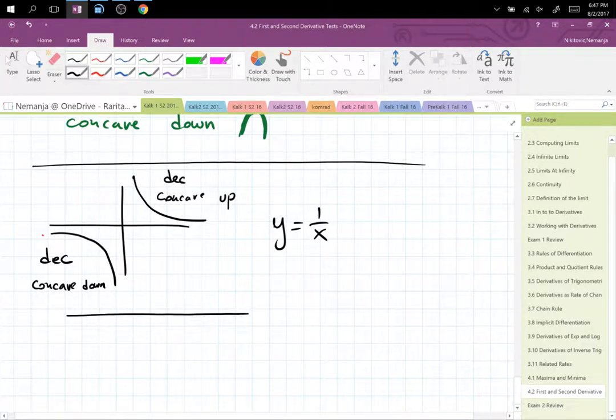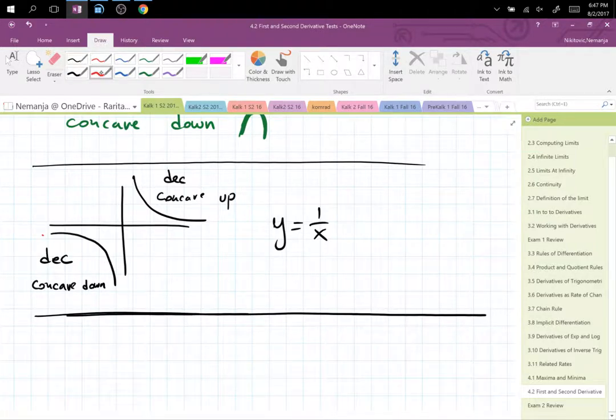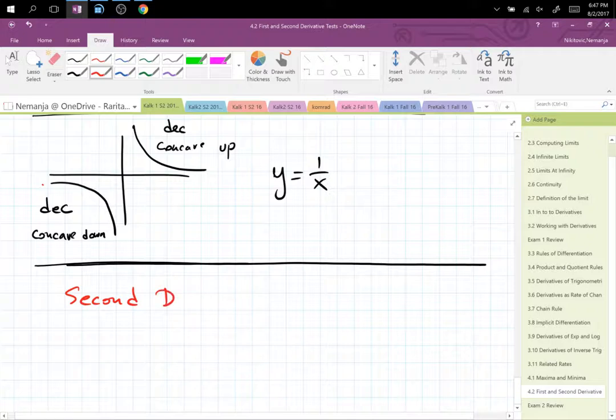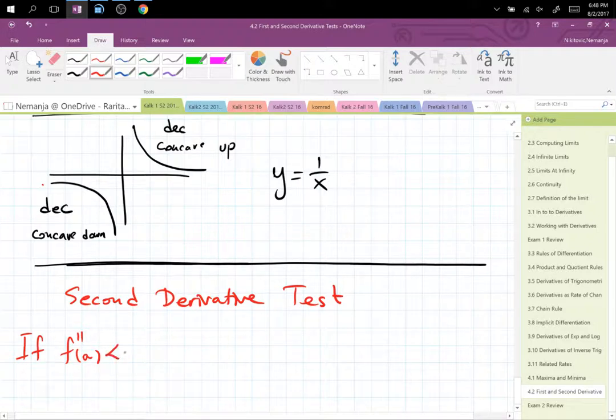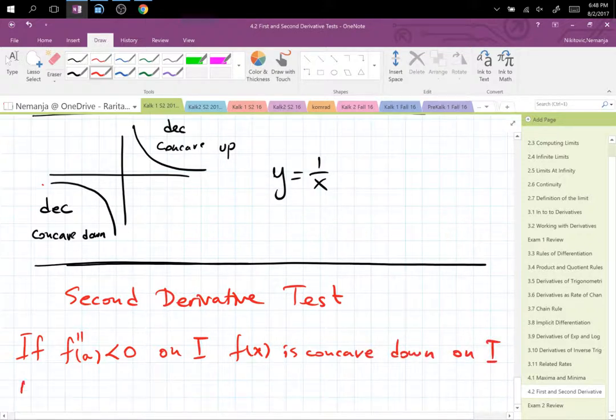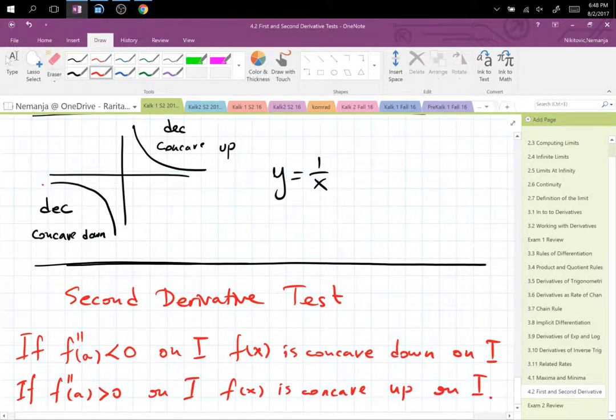So now we can go and talk about the second derivative test. Here is the second derivative test. It simply says if the second derivative is less than 0 on some interval I, f of x is concave down on that interval I. And the second part, if the second derivative is larger than 0 on I, the function is concave up on that interval I. So that's it.